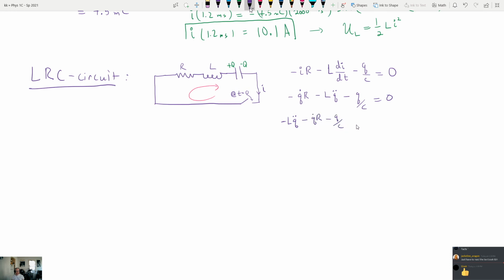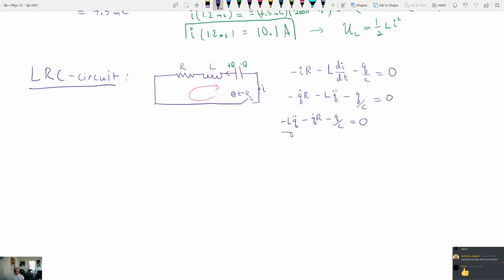Now this is... Wouldn't the current be going in the opposite direction? Oh yeah, it would. You're right. My bad. Yeah, it would. The current would flow up because it's going to flow away from this. Thanks.